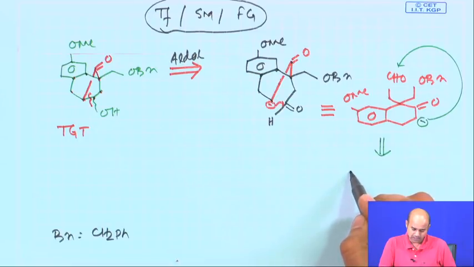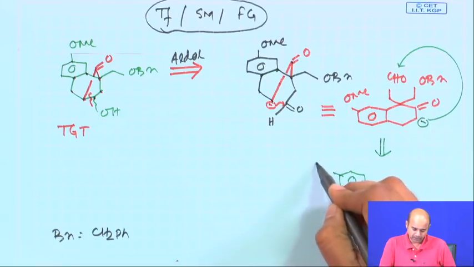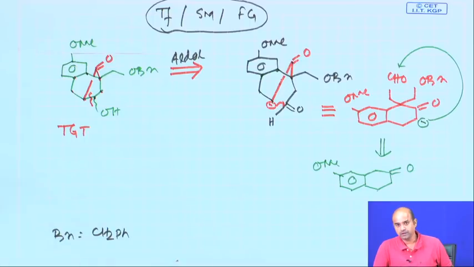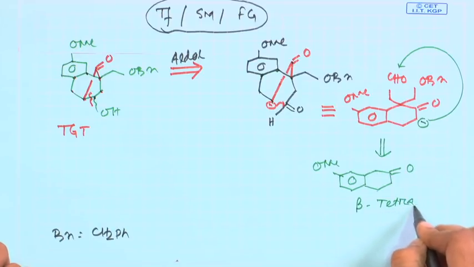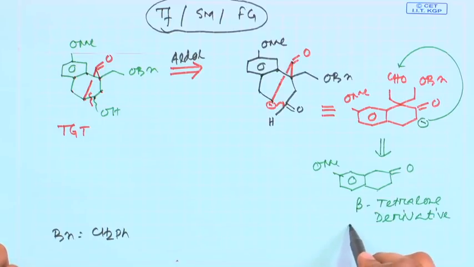Now, it looks quite comfortable, and then probably you can design a very straightforward retro based on a known starting material. This starting material is known, it is 1, 2, 3, 4, 5, 6, 7, 7-methoxy beta tetralone. That was already known, and probably this is a beta tetralone derivative. It is a commercially available beta tetralone derivative. It could serve as a very good starting material.